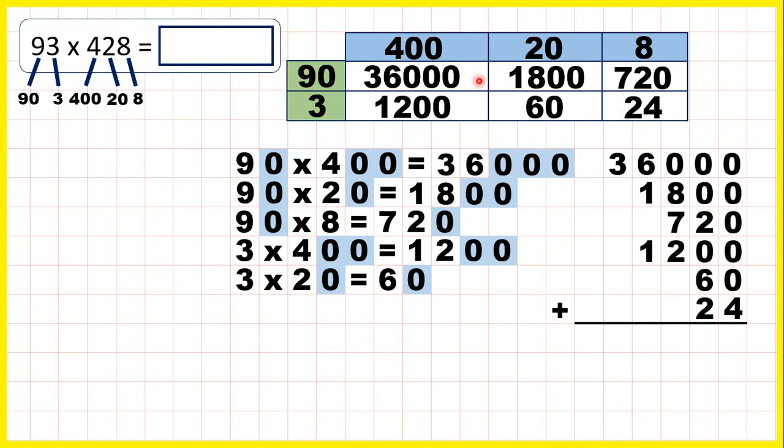So we add up our answers. In our ones column, we have 4. In our tens, we have 2 plus 6 plus 2, which is 10, so 1, 0. Now in our hundreds, we have 1 plus 8 plus 7 plus 2, which is 18, so 1, 8. In our thousands, 1 plus 6 plus 1 plus 1 is 9, and in our 10,000s, 3 plus nothing is 3. So our answer is 39,804.